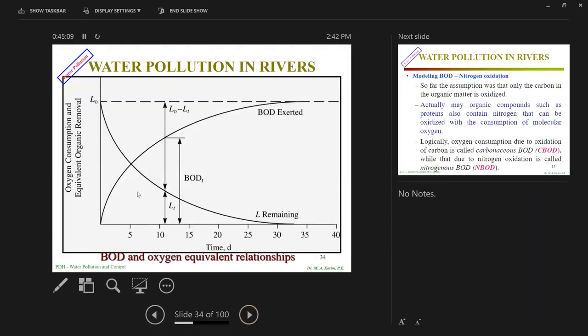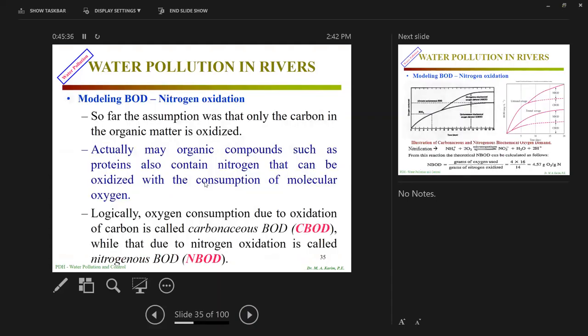So this, I already mentioned, this curve is the BOD exerted, this curve is BOD remaining. If I know the BOD remaining and I know the total L0, and from here this is L_t, then L0 minus L_t is the BOD exerted from here to here. So BOD_t equals L0 minus L_t, and the L_t value we already know, we put it in there.